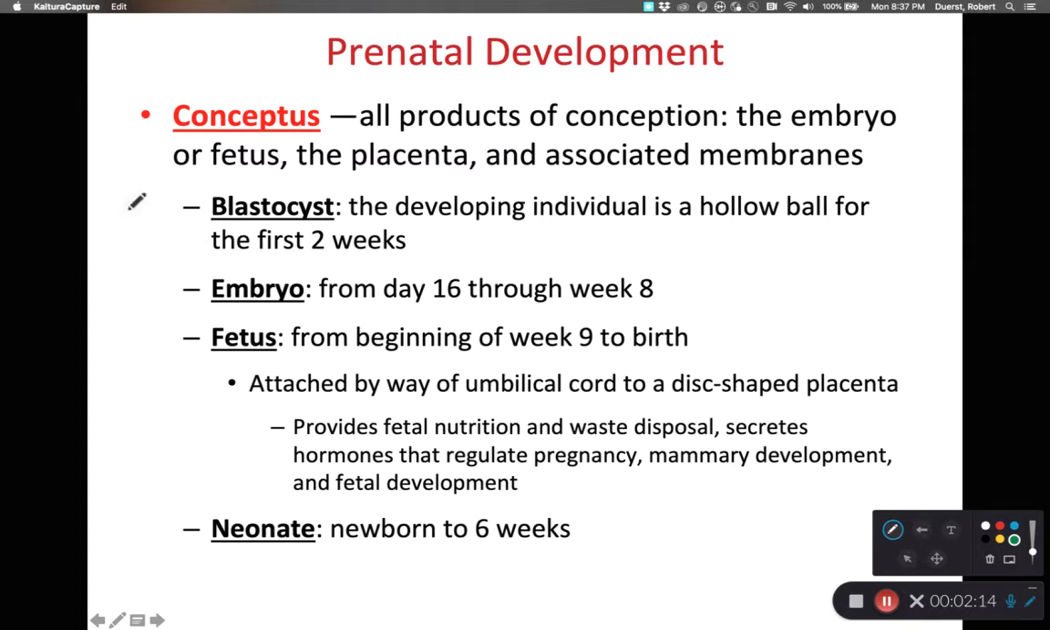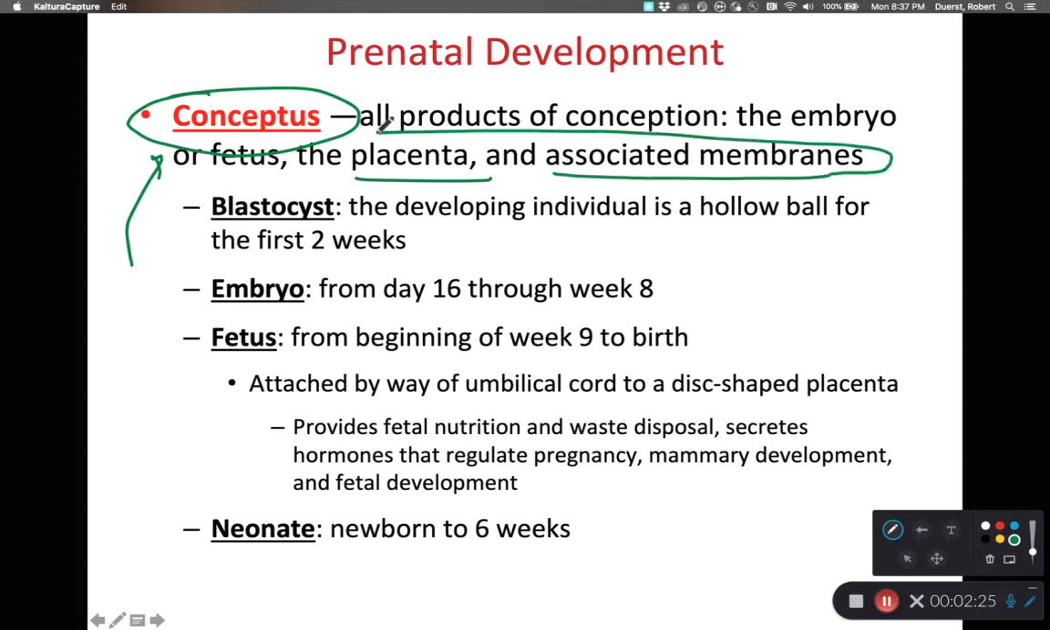So the conceptus is going to be everything, the whole mess of stuff that's made, notably the placenta and associated membranes, in addition to the fetus. In terms of what is implanted, many people say a fertilized egg or a zygote that is implanted, and that's not actually true. It's the blastocyst that implants. This is the developing hollow ball that forms typically during the first 2 weeks.